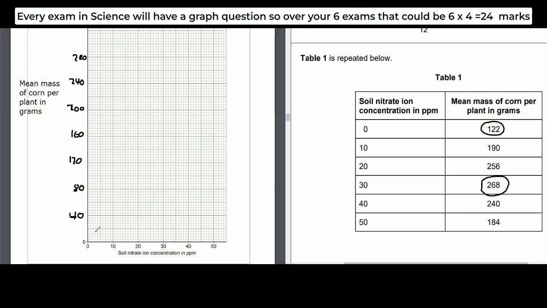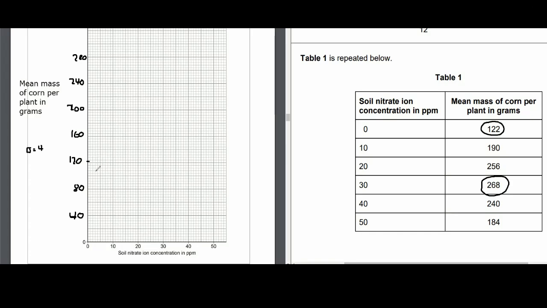So we've already scored 1 for the label, 1 for the scale, and the next mark is for plotting points. As I said, 1 square is going to be equal to 4 because 40 divided by 10 is 4. So we know that 1 baby square is worth 4. So I want to go to 0, put that first point in at 122, and then I want to go to 10, put the second point in at 190.